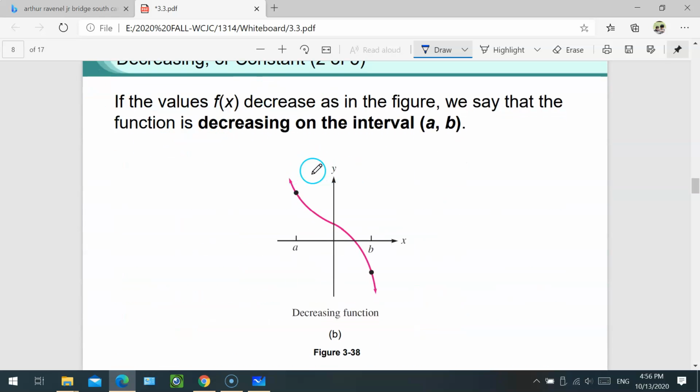If the value of f of x decreases from a to b, a is here on the x-axis, b is here. So from the left-hand side of a on the x-axis toward the right-hand side of b on the x-axis, during this interval, the function just decreases, right? It just continues going down. So we call this a decreasing interval.